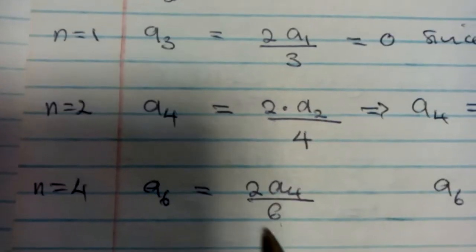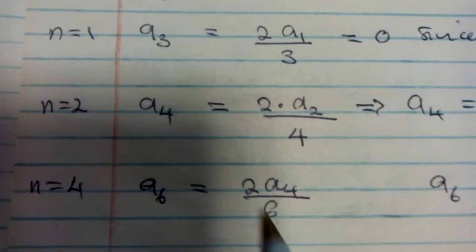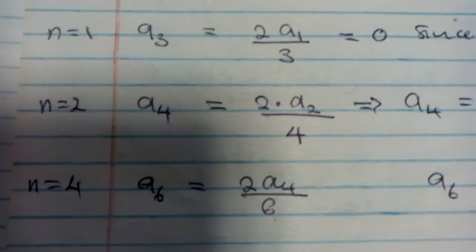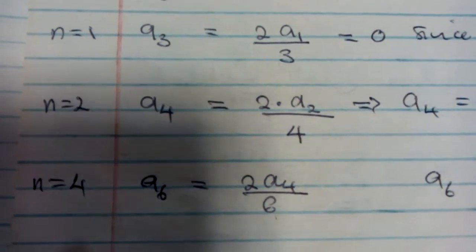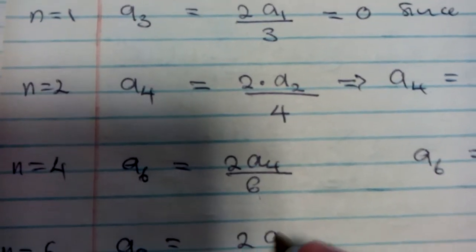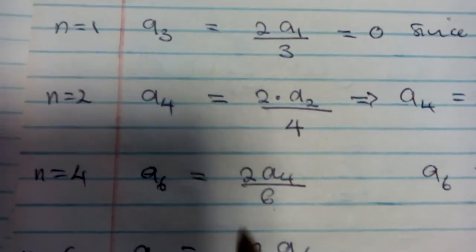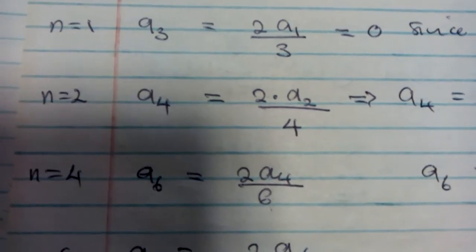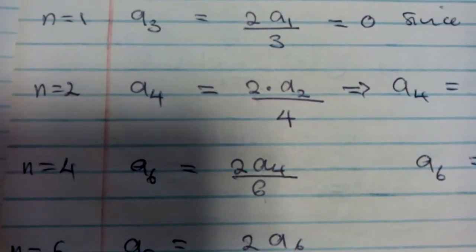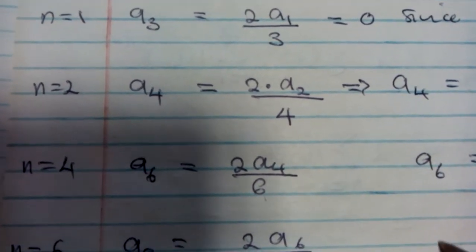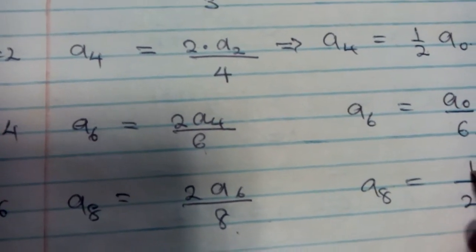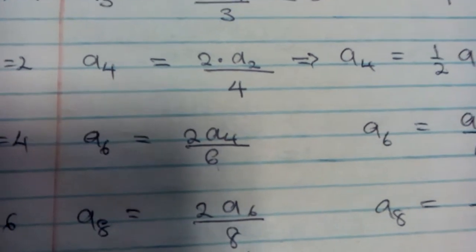Note that this is by 2. This would give me 1 over 3 times a4. But a4 is half a naught. So I get that. So when n is equal to 6, I get a8, which is equal to 2 a6 over 6 plus 2, this is over 8, so I get 1 over 4 times 1 over 6, so my a8 is nothing but 1 over 24, in fact a naught, right, a naught over 24.